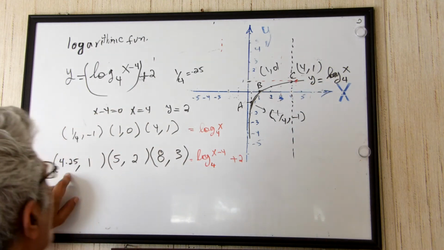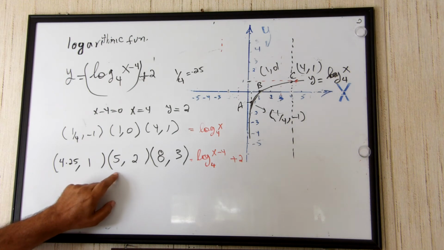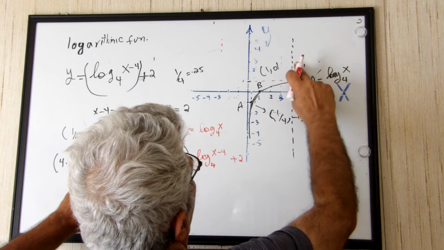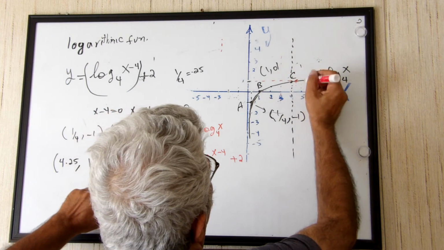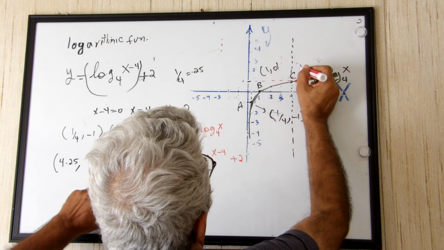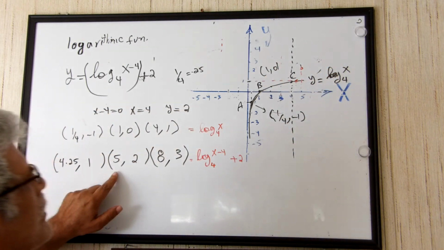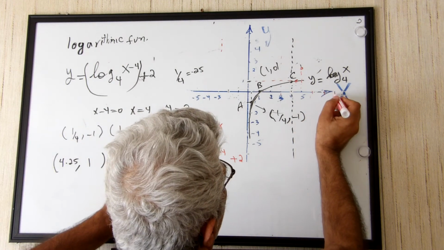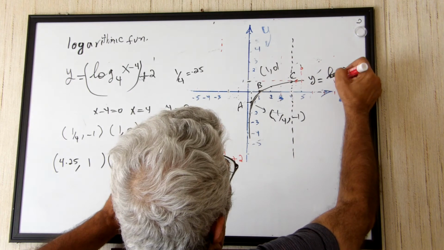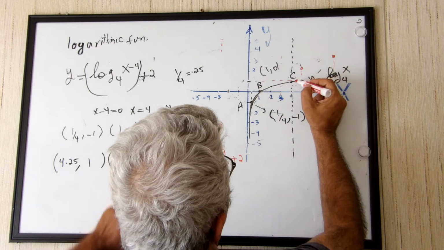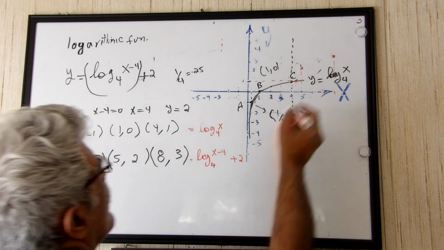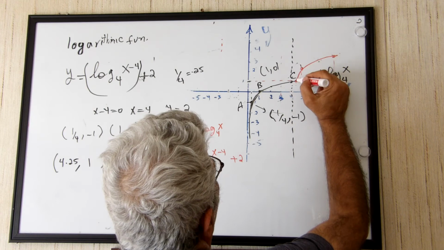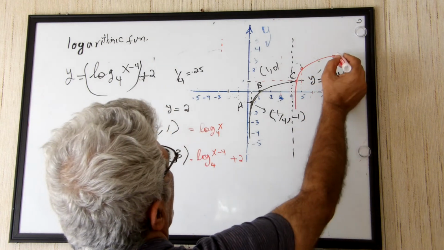Okay? The second point is 5 and 2, 5 and 2. This is going to be 5 and 2. So that's the 8 and 3. 5, 6, 7, 8 and 3. See what it shows, that this is going to be like this.